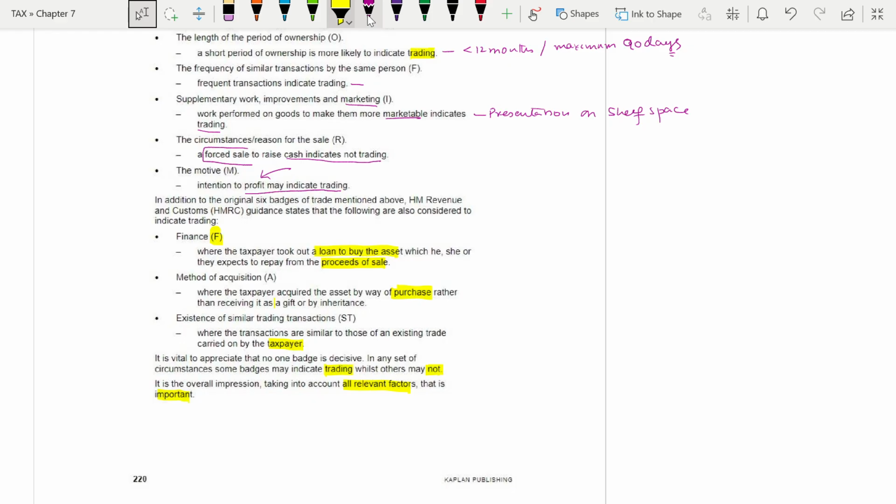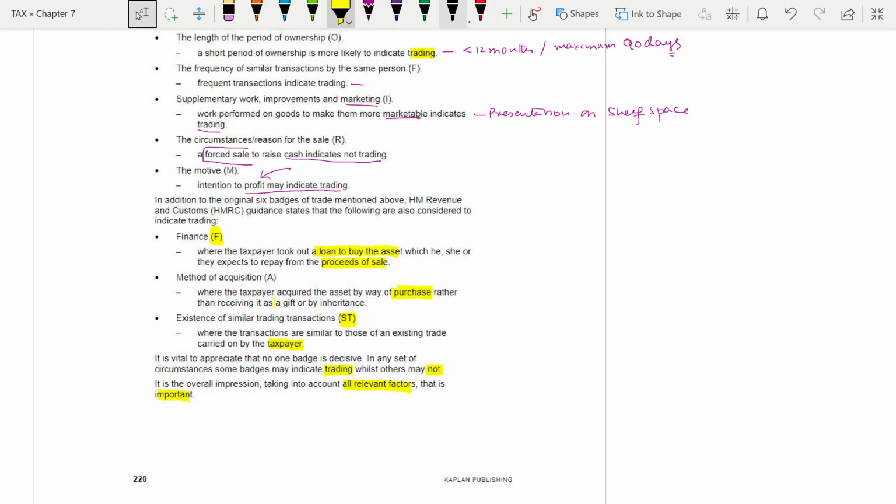So for subject matter, ownership, frequency, improvements, R is for what? R is for the SOFIRM: forced sales, circumstances, reason. R for reason, and M for motive. And the rest is nothing but finance, acquisition, and similar trading transactions.